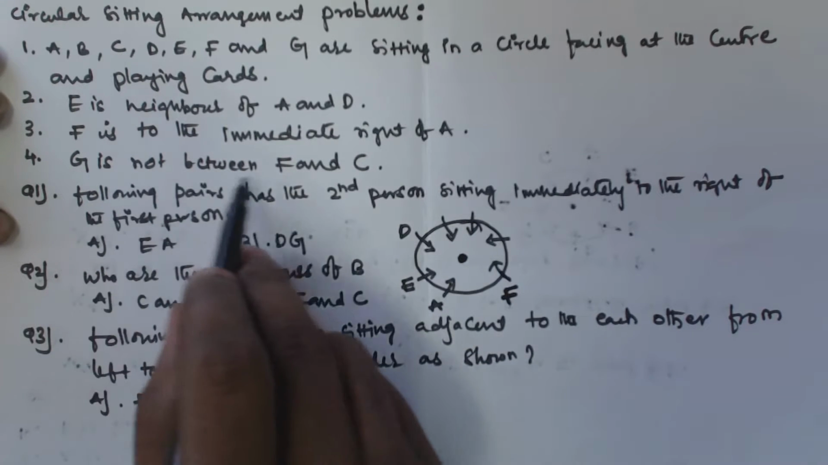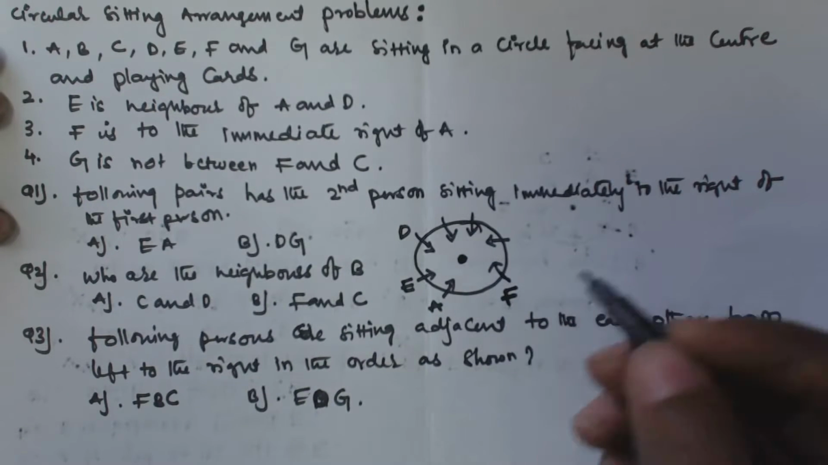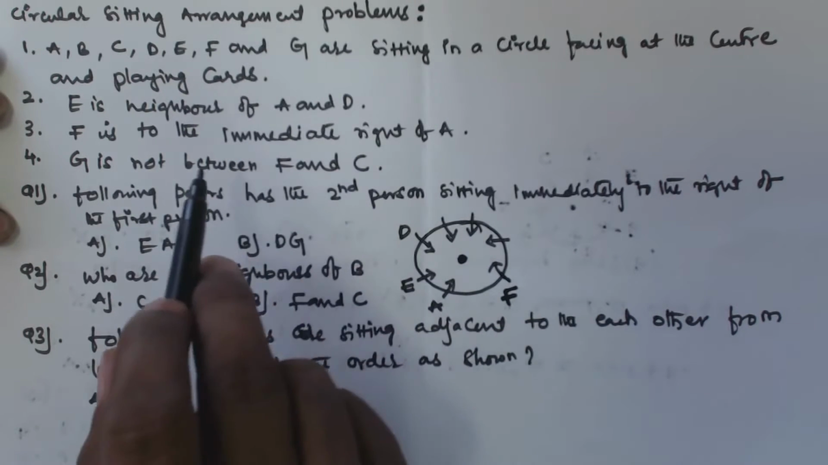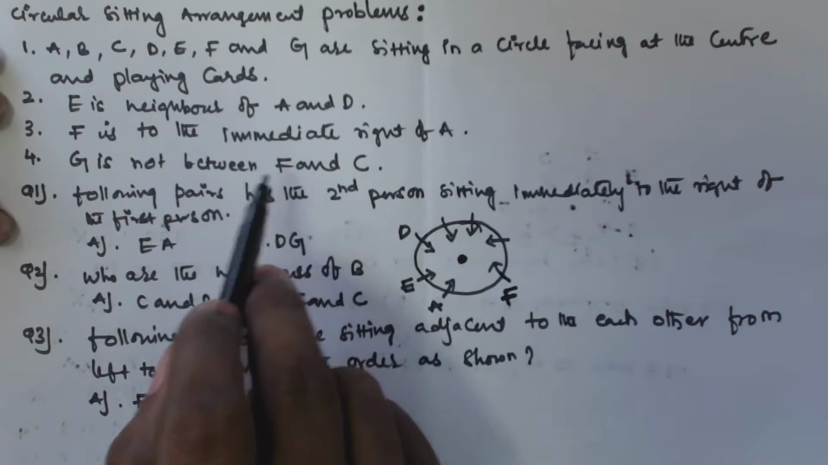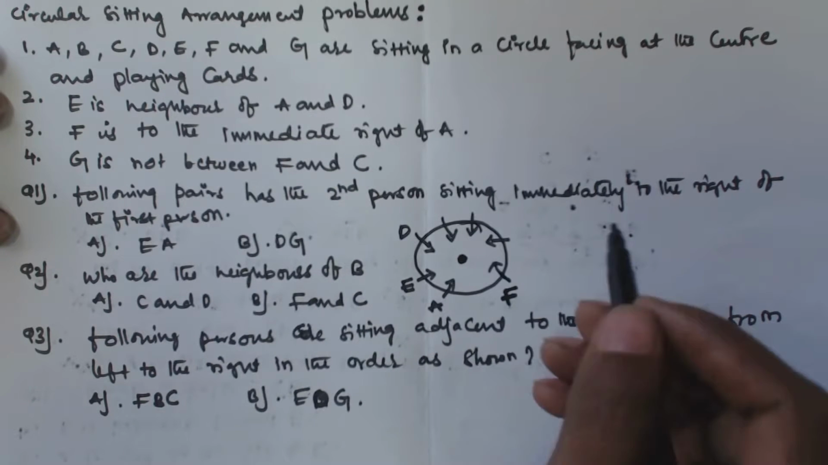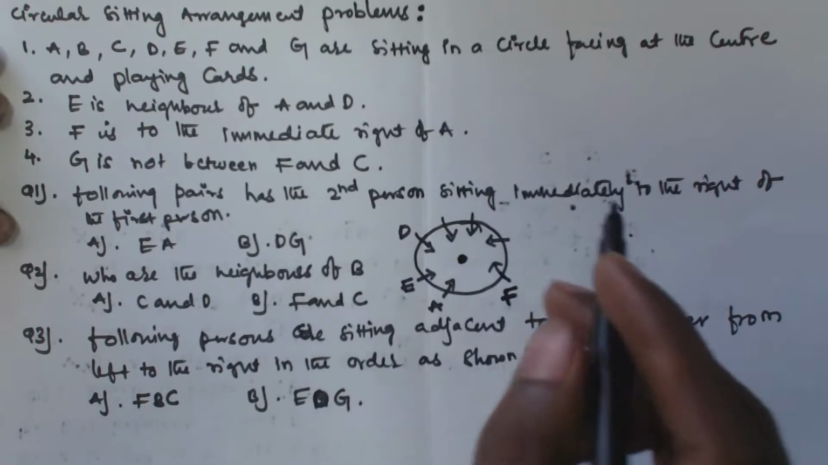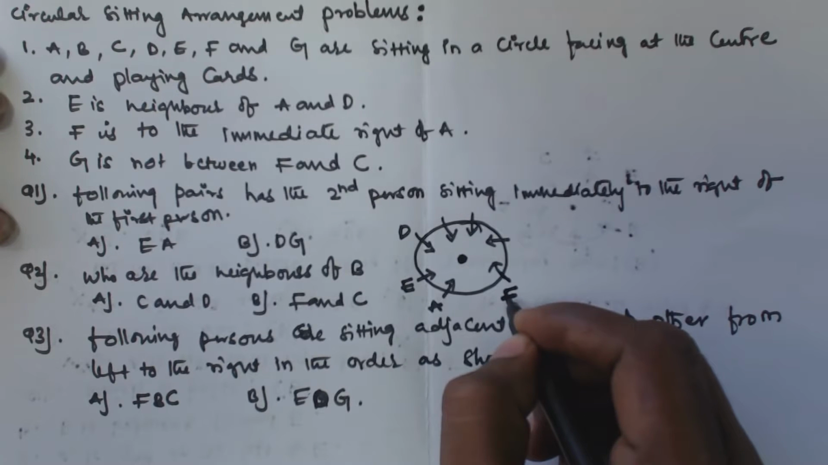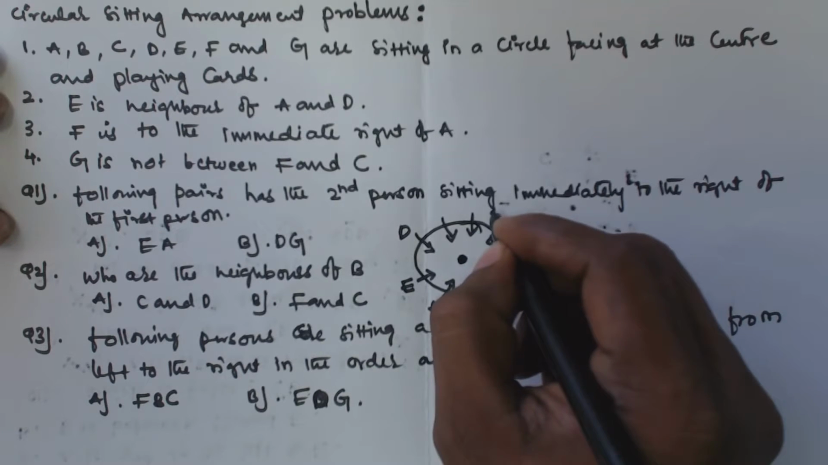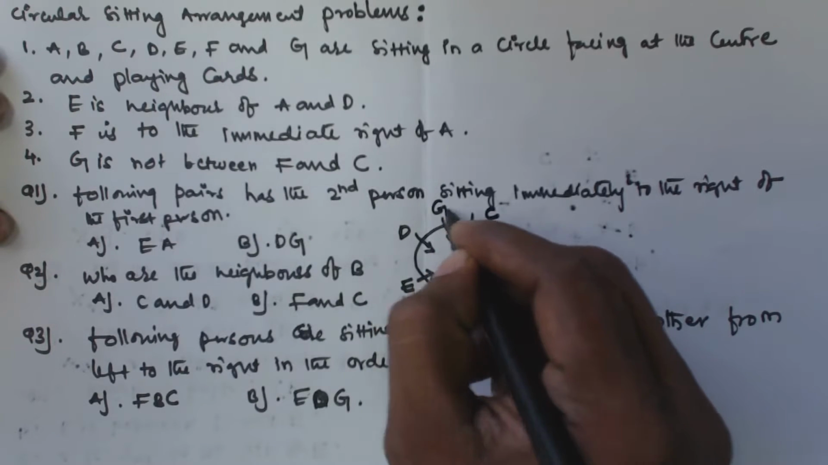It is given that G is not between F and C. The remaining person is B. If G is not sitting between F and C, then B is sitting between F and C. Already F is here, so B is here, sitting between F and C, so C is here. The remaining person is G, so G will come here.